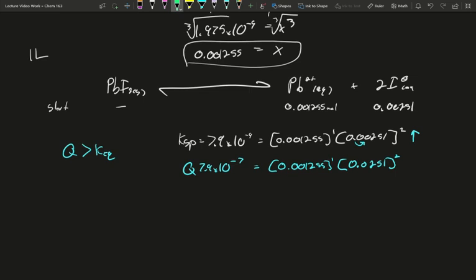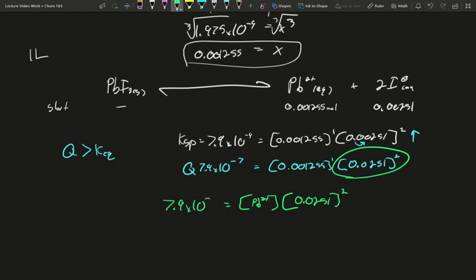Well, let's just imagine that I had my KSP was equal to some concentration of lead and our known concentration that we just set of 0.0251 of my I minus. I can actually solve out what that lead needs to be for me to be at equilibrium.